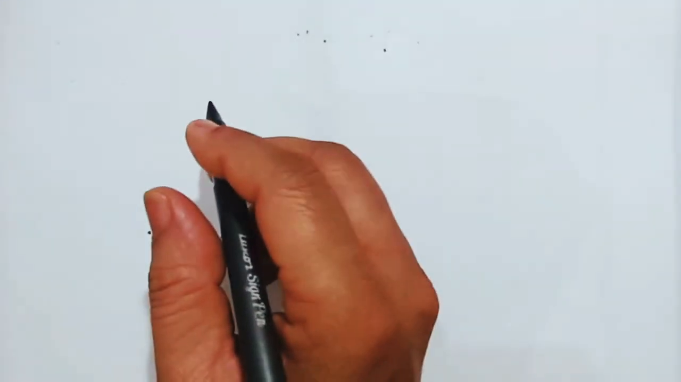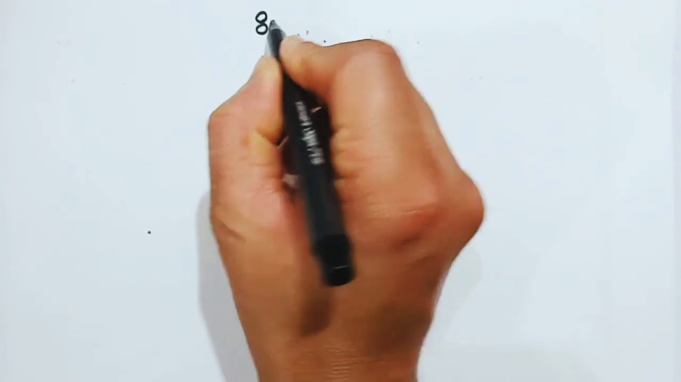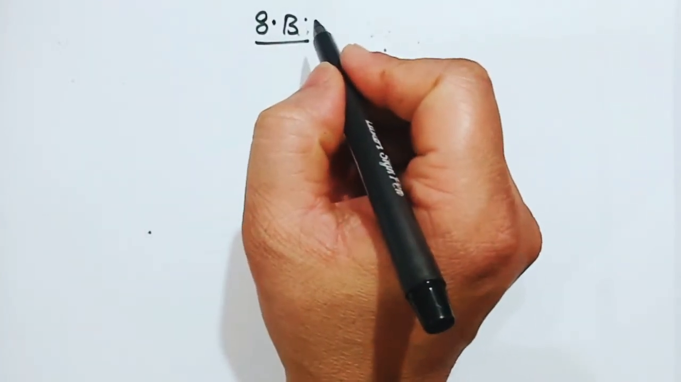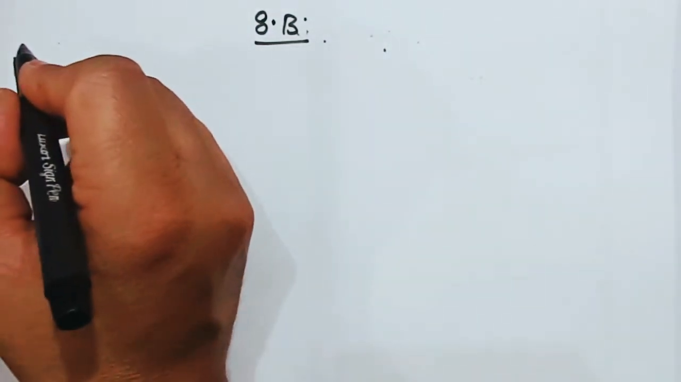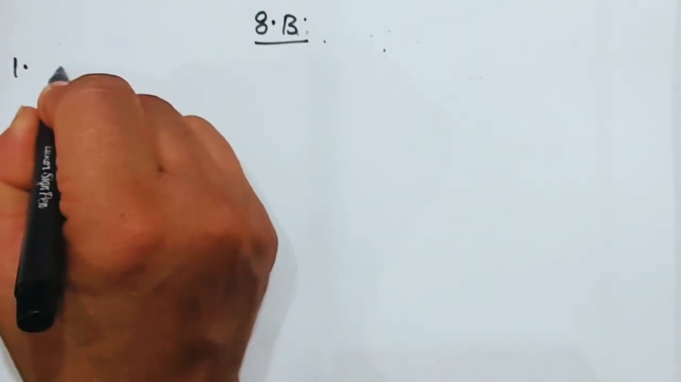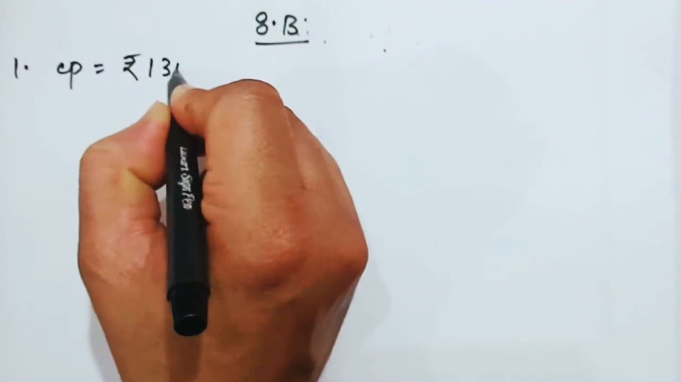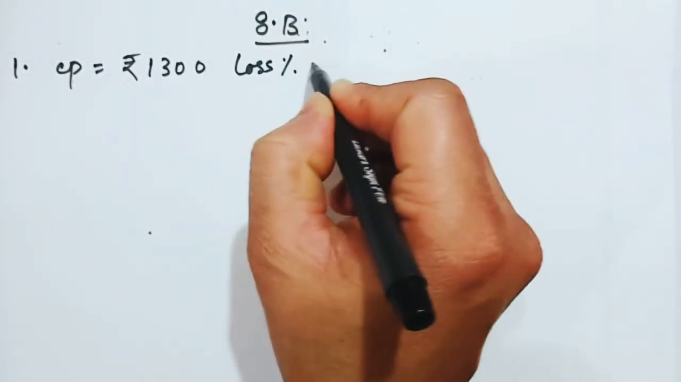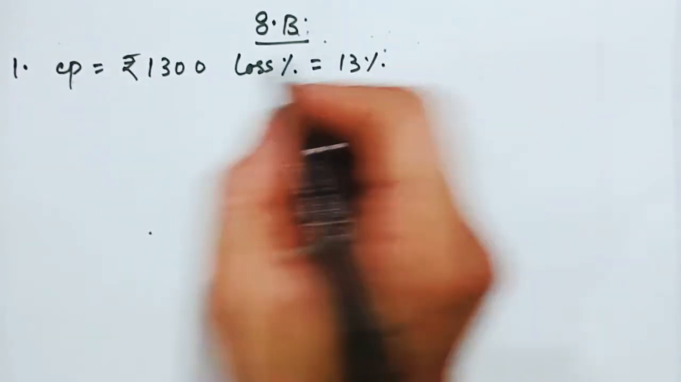Moving on to the next one, let us do a few sums from exercise 8b based on these formulas. For example, in number 1, the cost price is given: the cost price is equal to rupees 1300 and loss percent is given, 13%.